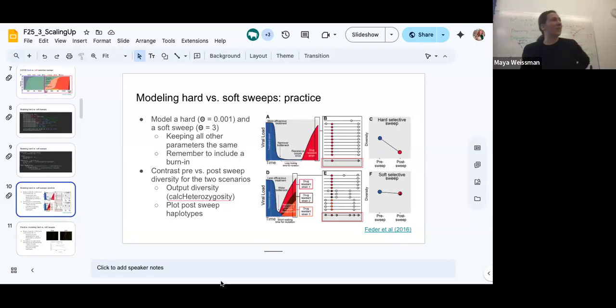Yeah, that's what this shows. Your diversity should stay about the same. You might see a small reduction because there are still going to be some dominant haplotypes coming out.